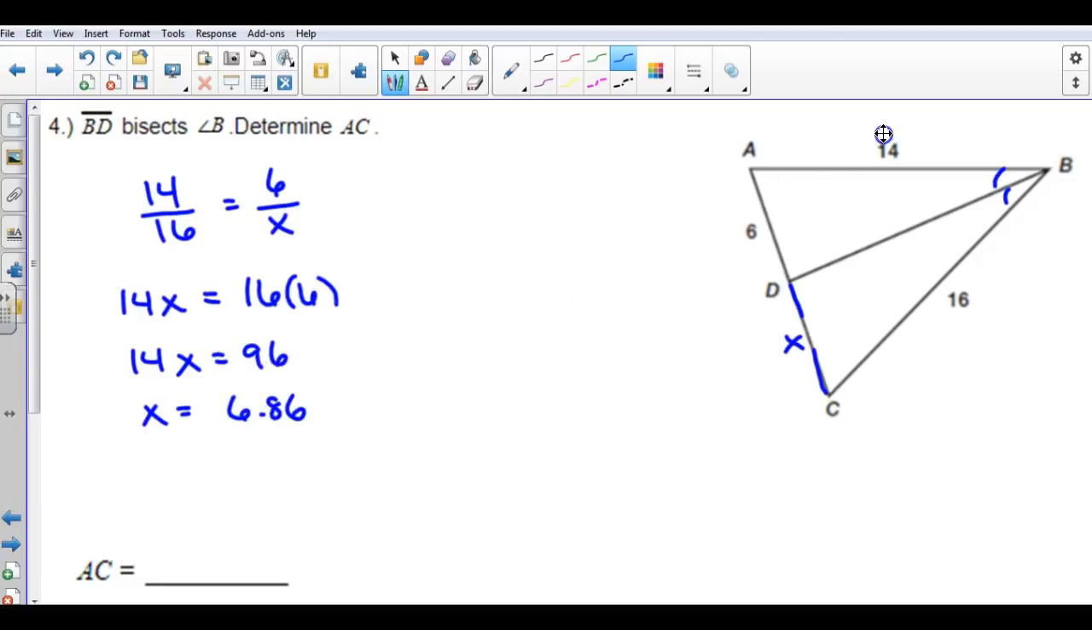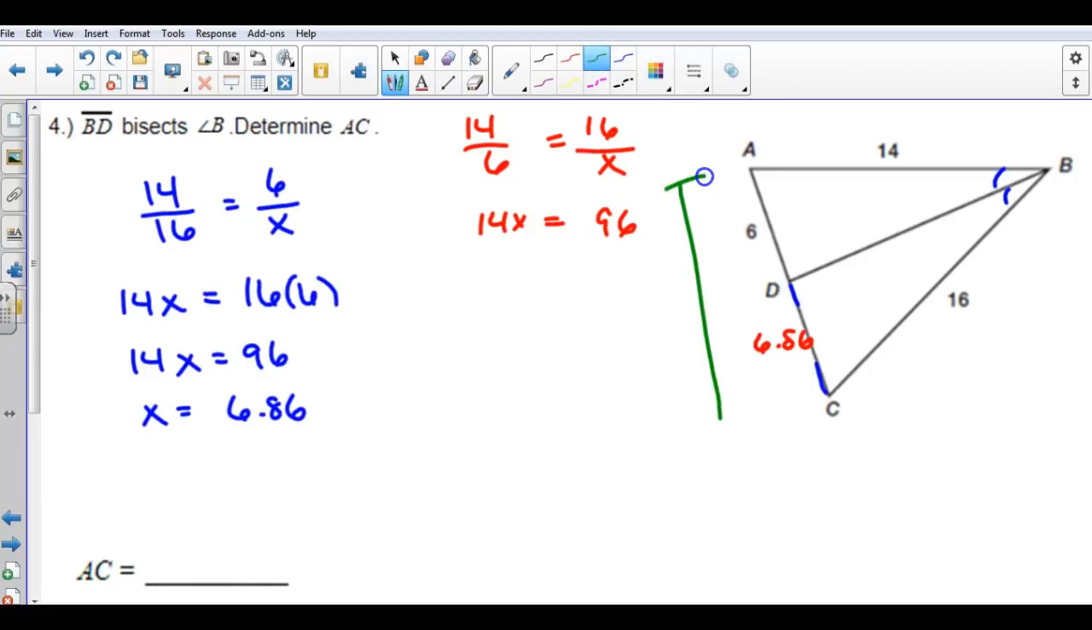So again, writing up that proportion, if I would have done it the other way, I still get 14 over 6 is equal to 16 over x. And in this case, you'd still end up with 14x equals 16 times 6, which gave us 96. Dividing both sides by 14, we end up with this ugly decimal. So again, I just rounded it off as 6.86. And that value is going to be the one that helps us determine what AC is at the very end. And all that I'm going to do is take 6 plus 6.86, and that gives me AC, which is 12.86.